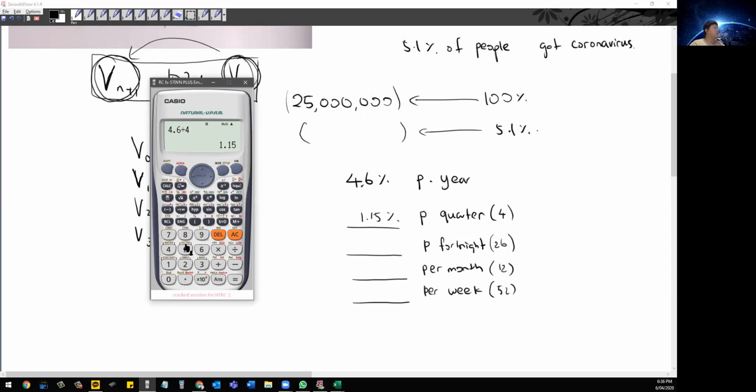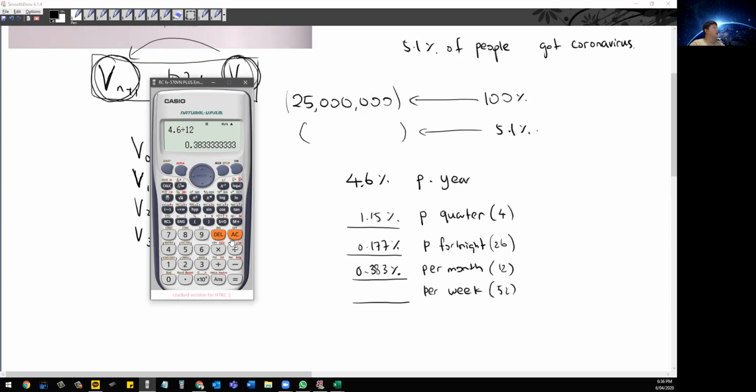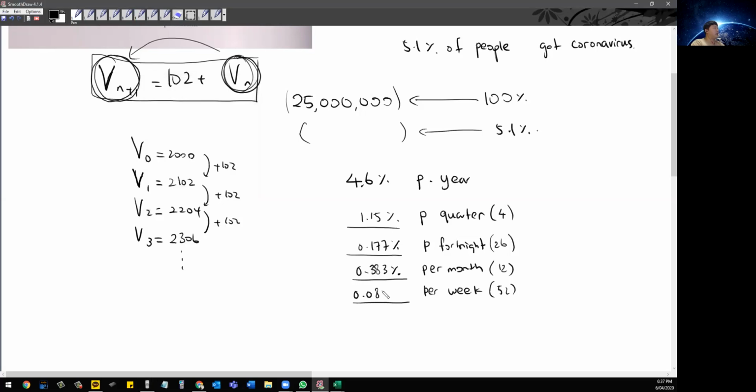Does that make sense to you? 4.6 divided by 26, that's equal to 0.177. And 4.6 divided by 12, that's equal to 0.383%. This is also percent. And the other one is 4.6 divided by 52, so that's equal to 0.0885%. Remember, these are percentages, right?